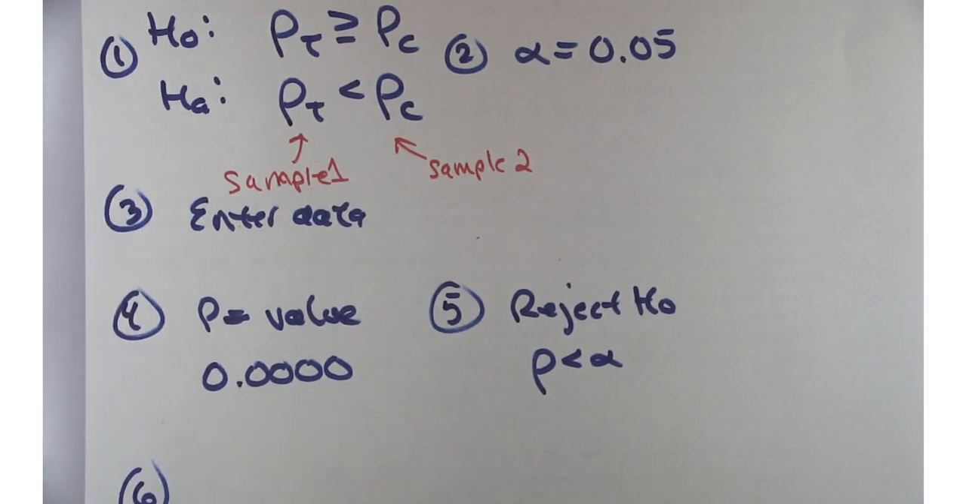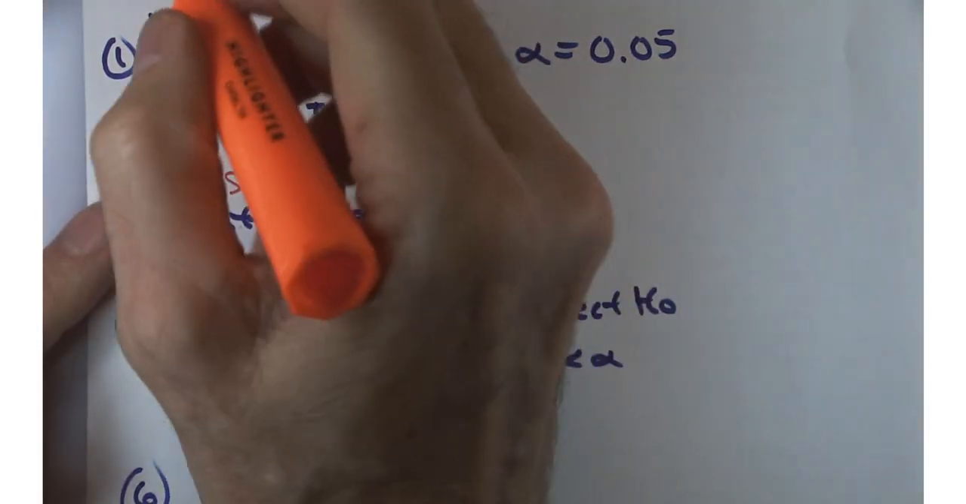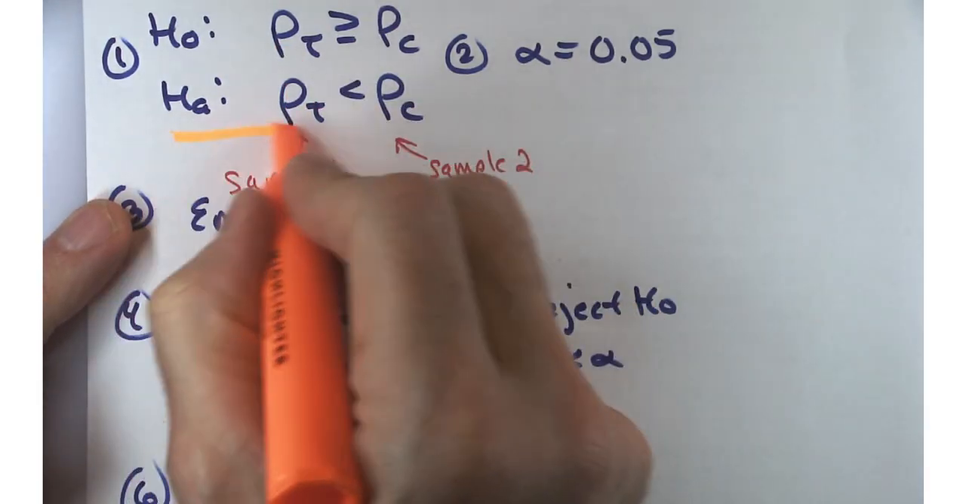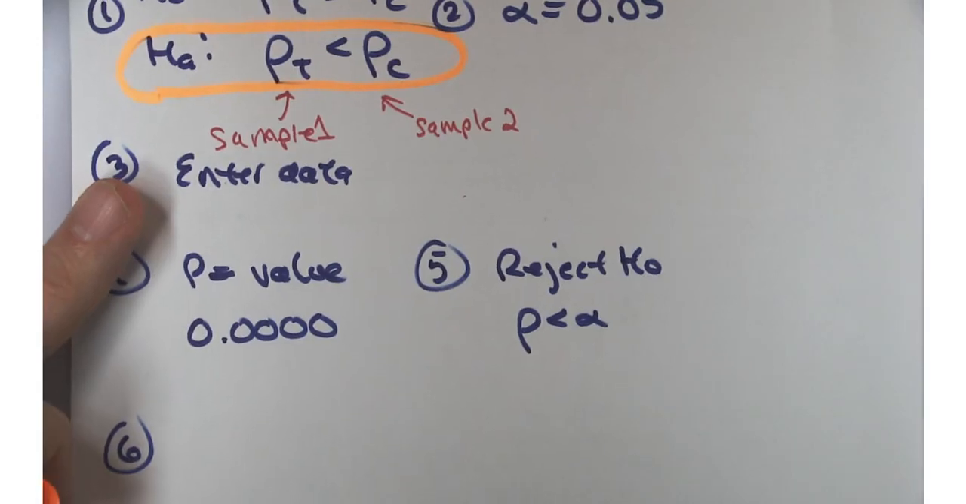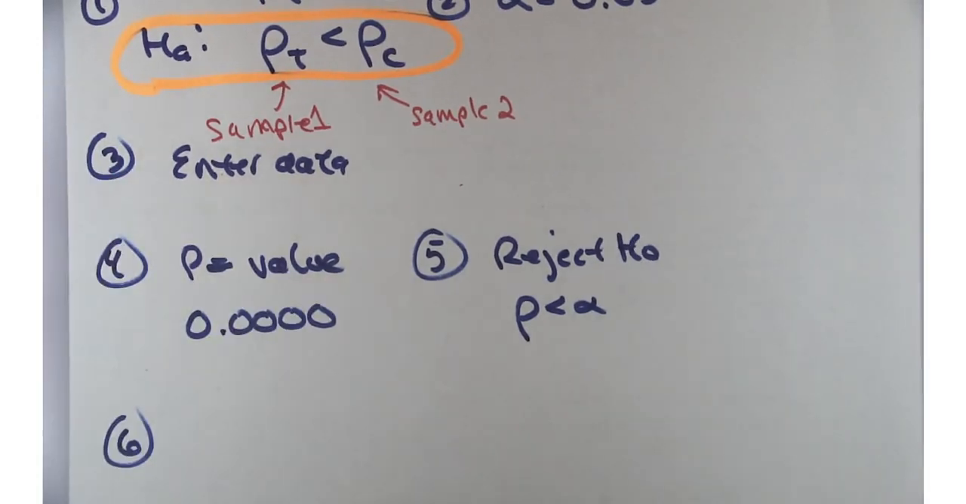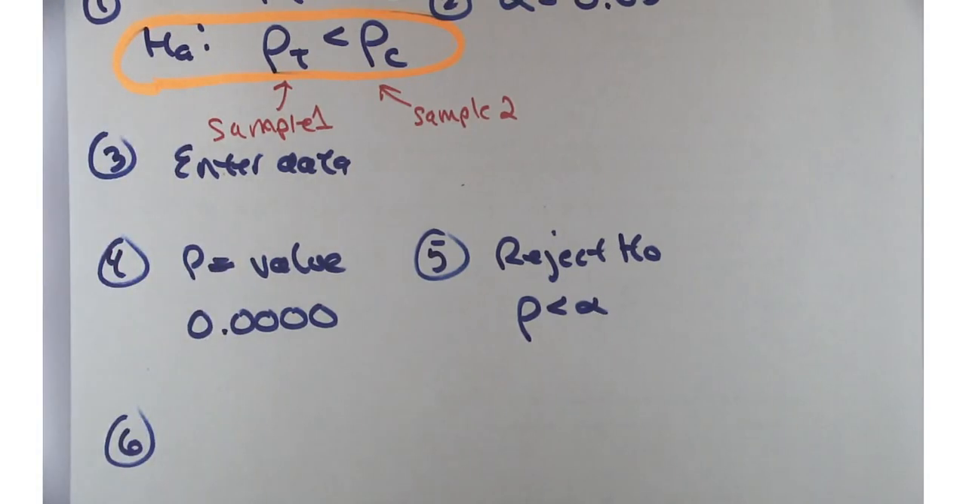Let's go back and remind ourselves something. This is our original claim right here. Why do I need to know that? What difference is that going to make? So we know what we're rejecting? Exactly. Okay, Nate, why do we need to know our original claim?